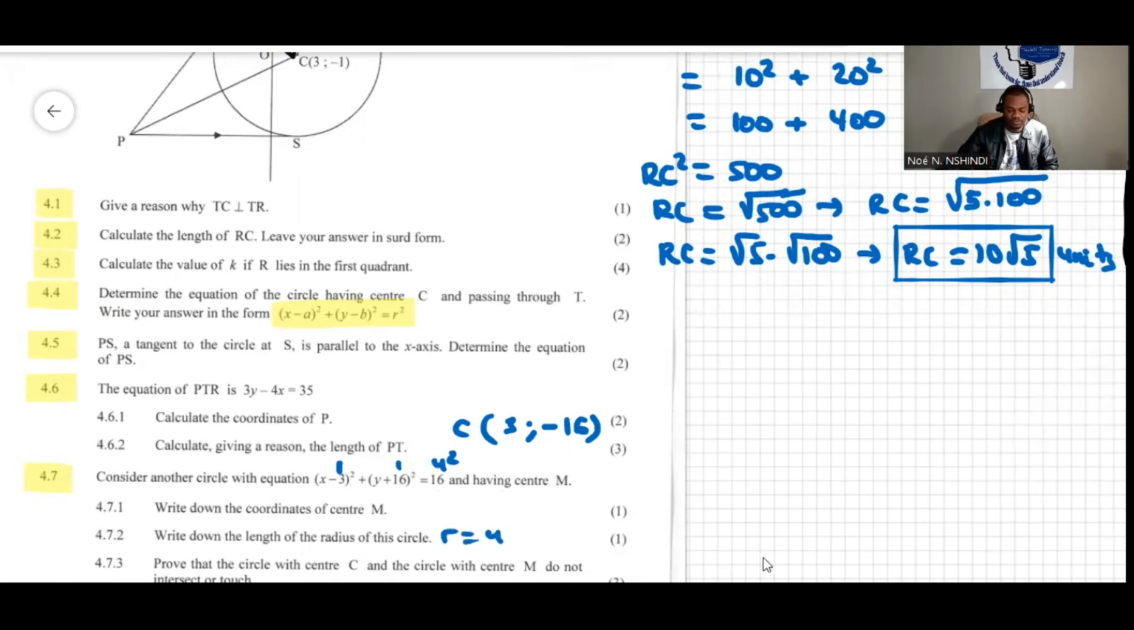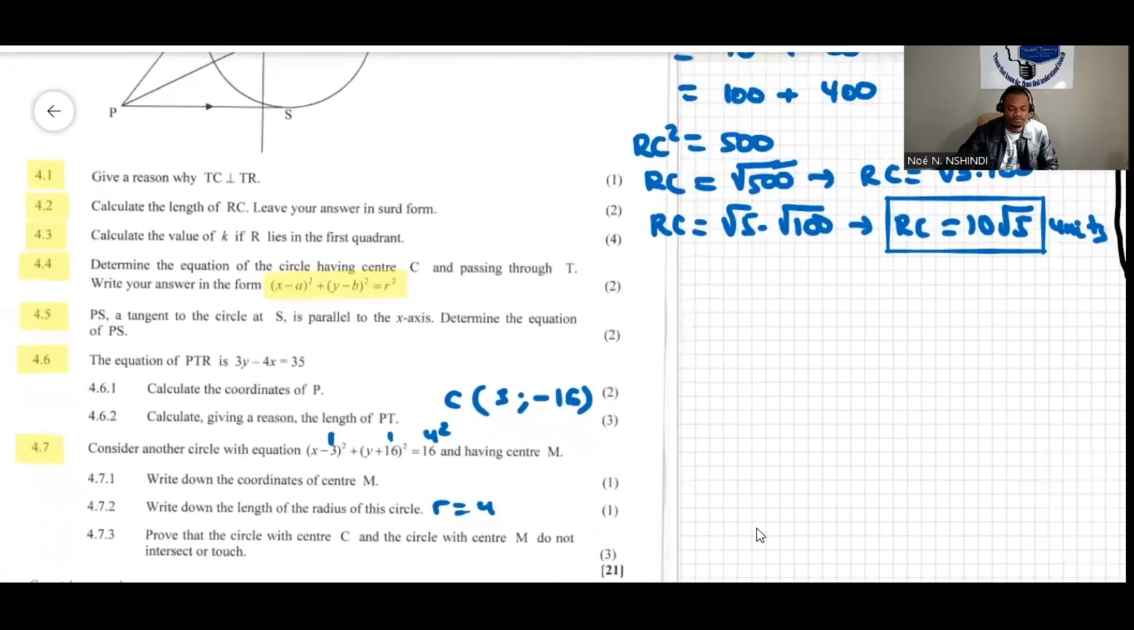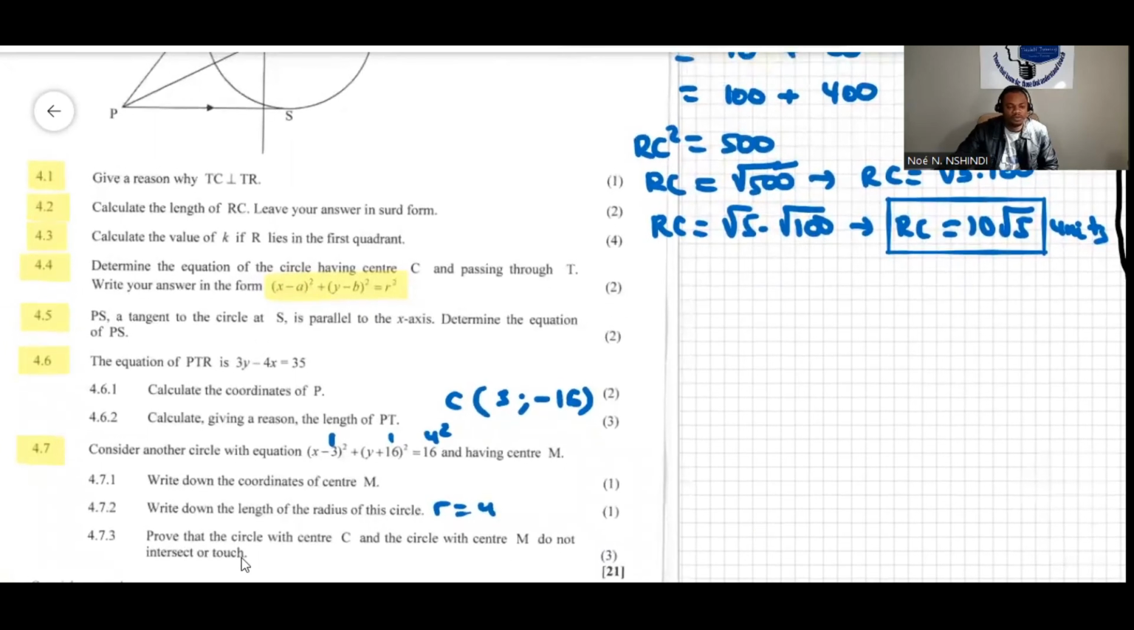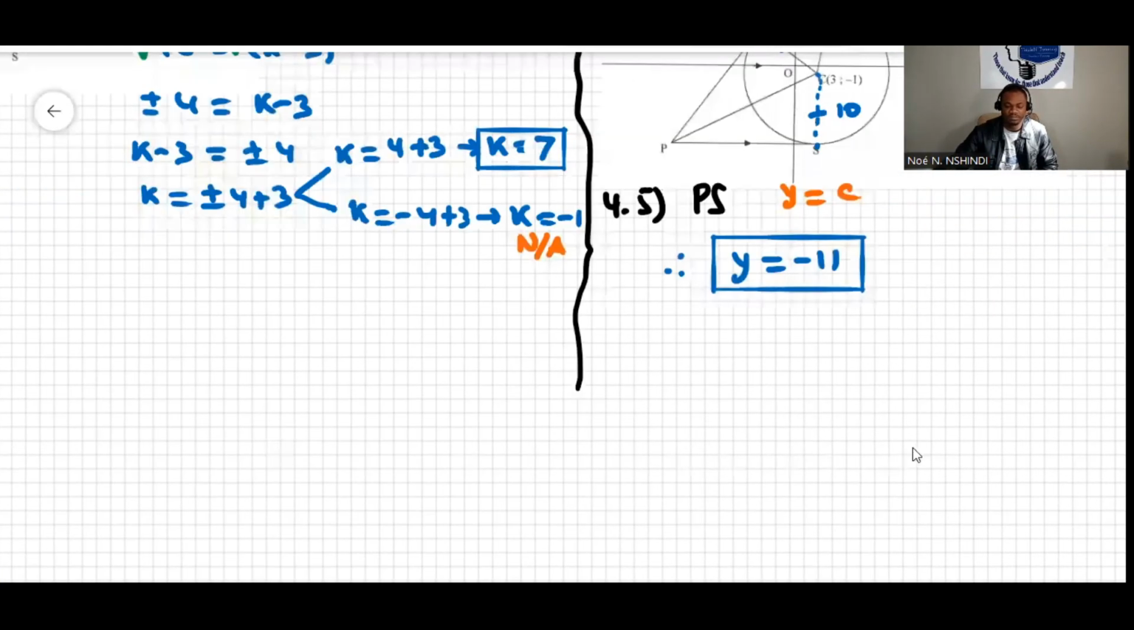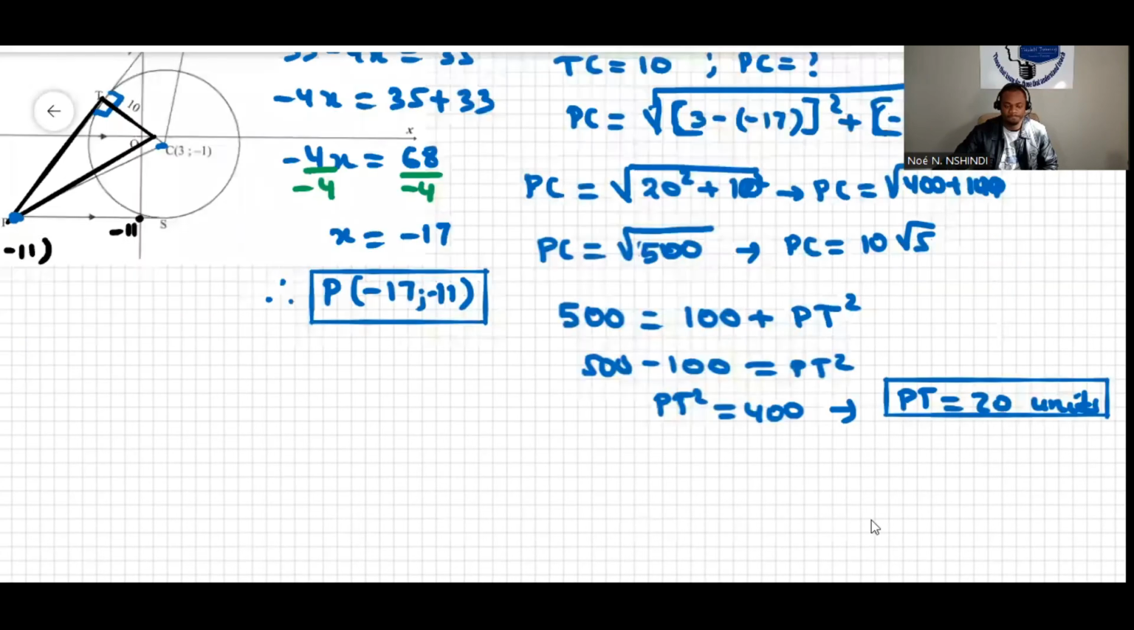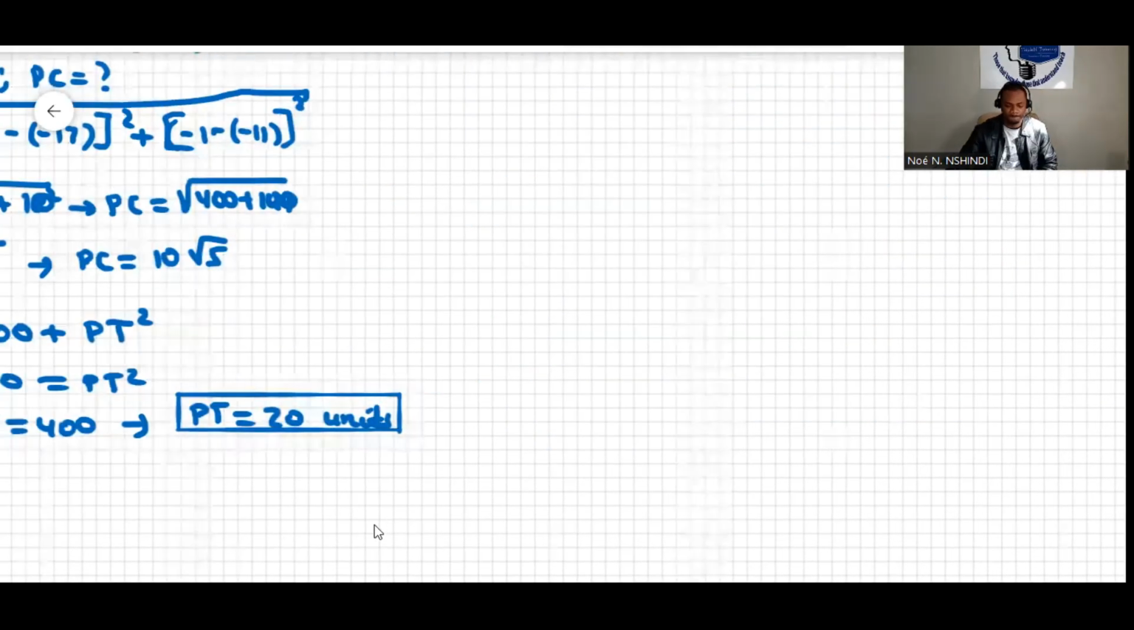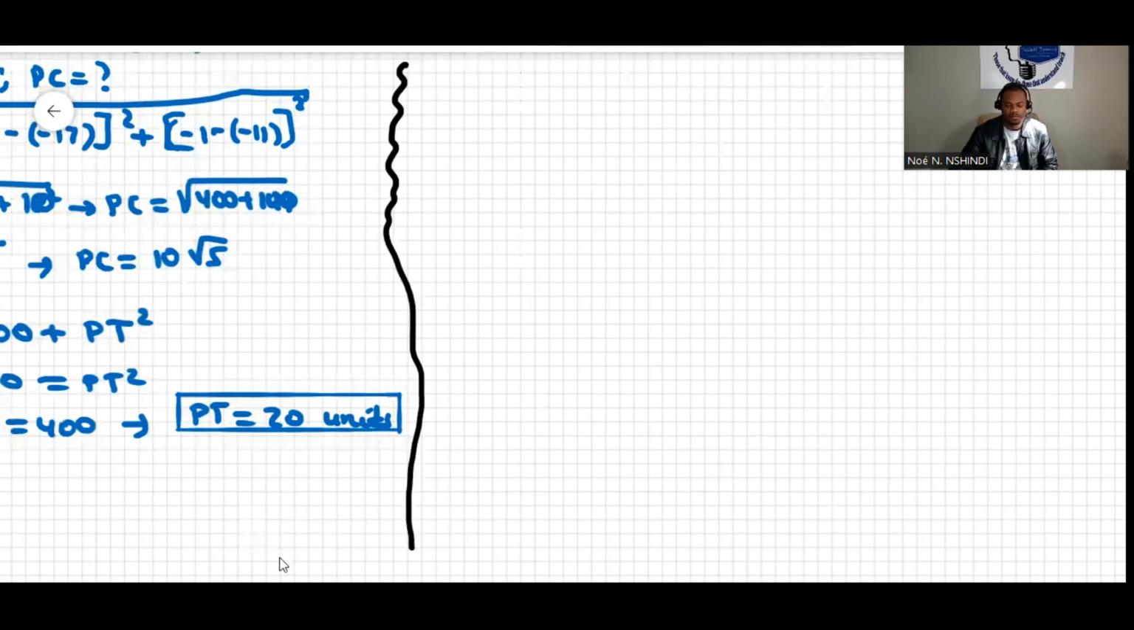And then the last one says, prove that the circle with center C and the circle with center M do not intersect or touch. All right. Now there is a property. Let's first move the board over here. I'm going to move my board on this side. Let's write here 4.7.3.